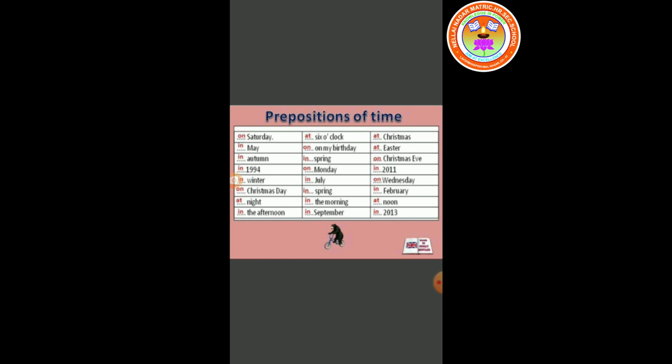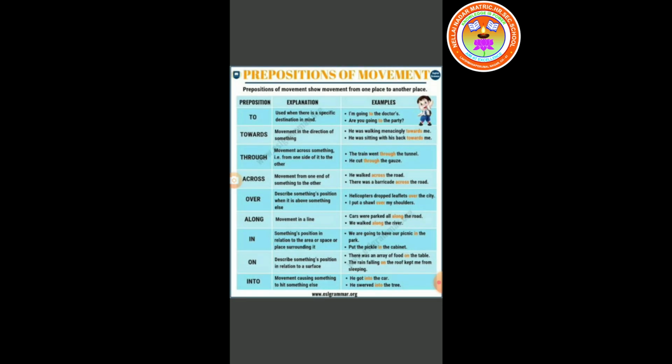Now let us move on to the next type, prepositions of movement. These prepositions are used to describe movement. These include to, into, towards, through, etc. In this picture, they have clearly given the explanations of each preposition with examples. First, we will see the word to.